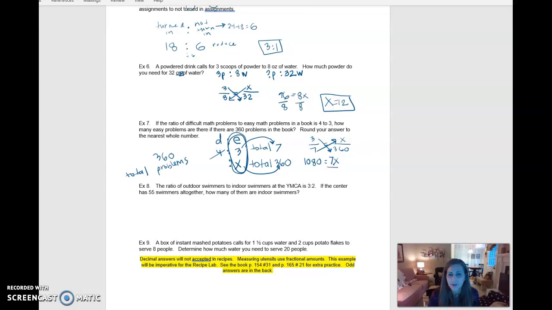7 times x is 7x. Now notice it said round your answer to the nearest whole number. That makes me think I'm going to get a decimal of some sort here. So let's see, 1080 divided by 7. Let me write the answer out.